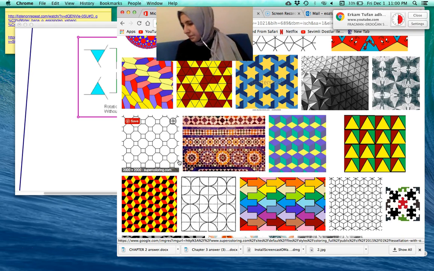Question 29. In your DGE, construct a parallelogram and determine whether it will tessellate. Drag a vertex to determine whether other parallelograms will also tessellate. Create an argument to convince a friend that a parallelogram will always tessellate, or provide a counterexample.